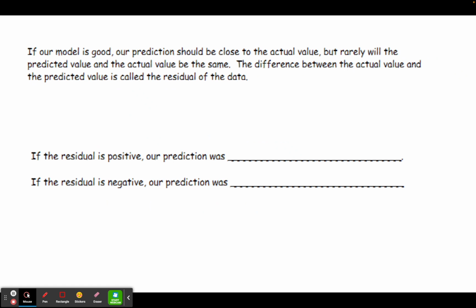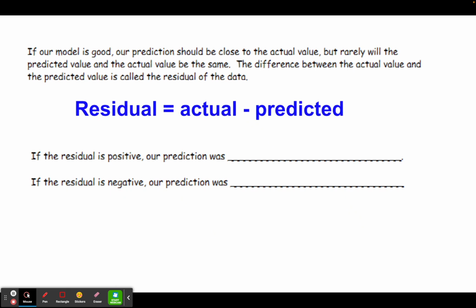Now, if our model is good, then our prediction should be fairly close to the actual value, but rarely will the predicted value and the actual value be the same. So the difference between the actual value and the predicted value is what we call the residual of the data. So we're going to write down an informal formula there where the residual is the actual or the observed data value minus the predicted value that we get from using our mathematical model.